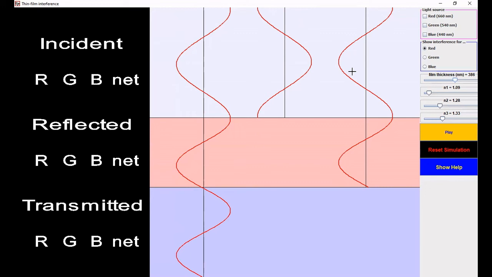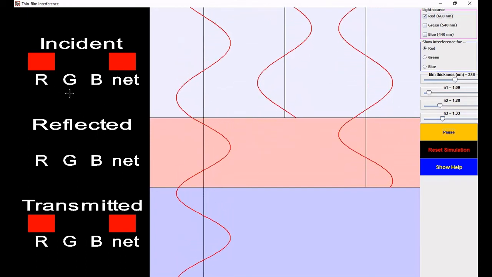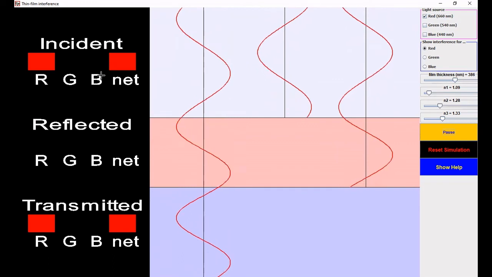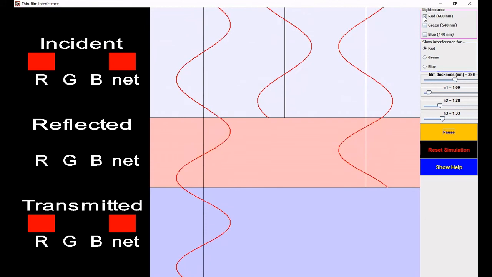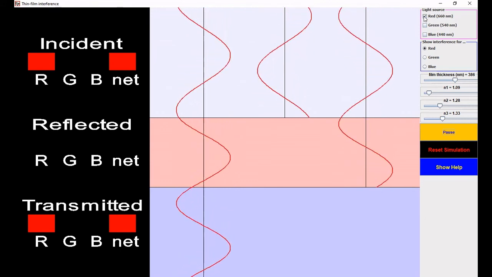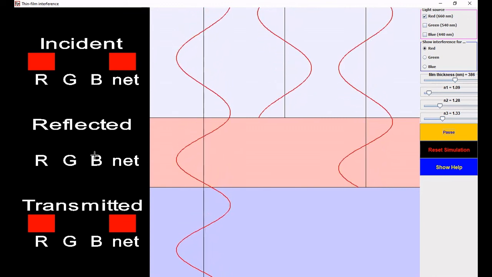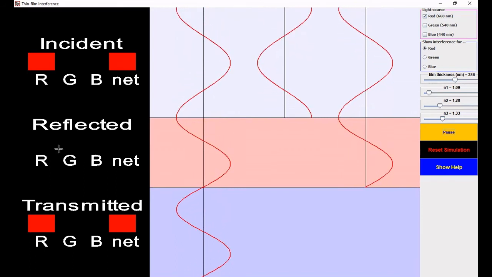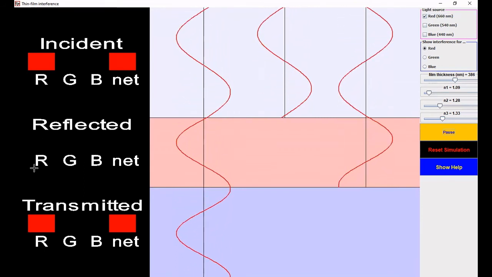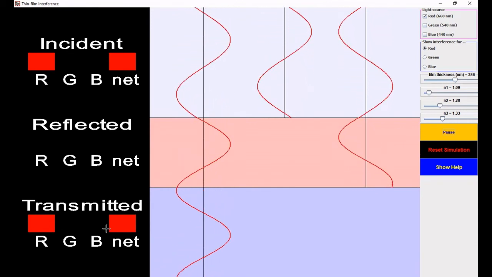Okay, now let me actually turn on a light source like red light and I'll hit play. What are they telling us? RGB, that's red, green, blue. Well, they're telling us that all of the incident light is red. That of course is because I've only checked the box labeled red. And of the reflected light, there's no green and there's no blue, of course, because we're not illuminating this surface with green or blue light, but there's also no red light. All of the red light is transmitted. And of course, the net transmitted light is also red.